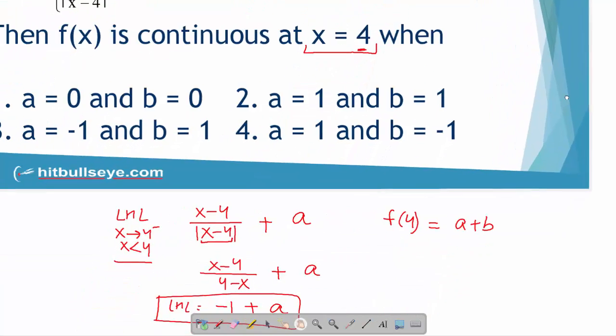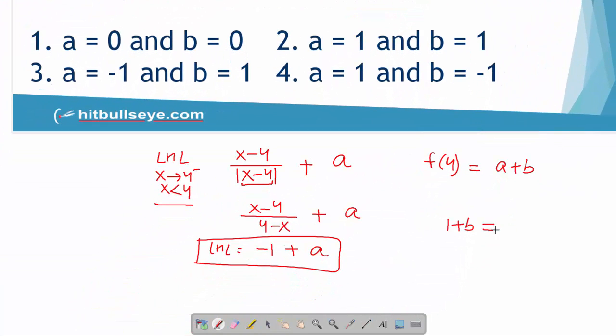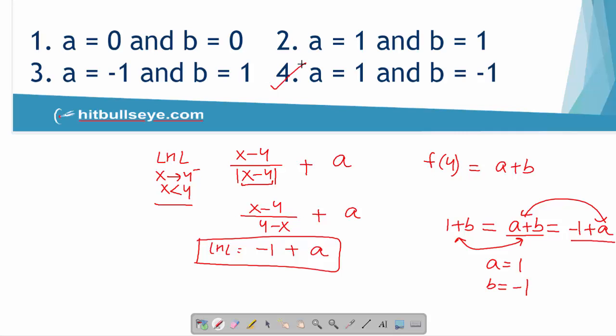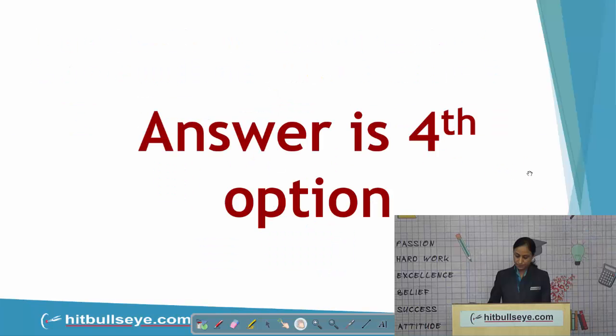The first one is 1 plus b, which is the right hand limit, should be equal to the value of the function, which is a plus b, and should be equal to the left hand limit, which is minus 1 plus a. So if I compare these two, you can easily observe that a has to be equal to 1. And if I compare these two, you can easily see that the value of b has to be minus 1. So the correct option is the fourth option, which says a is 1 and b is minus 1.